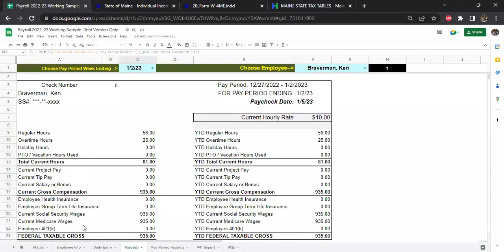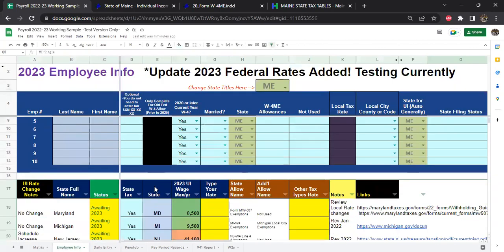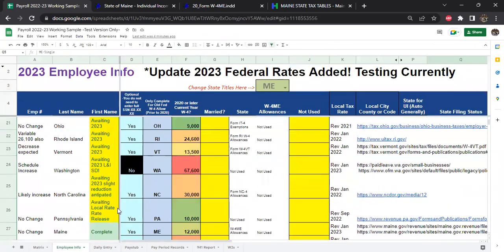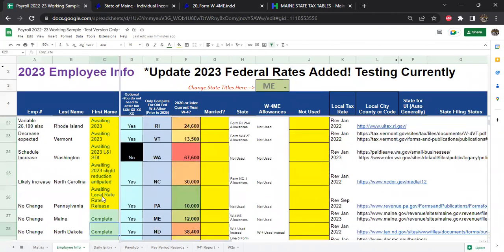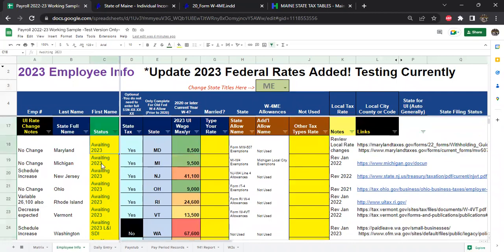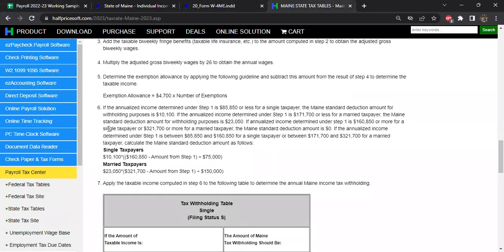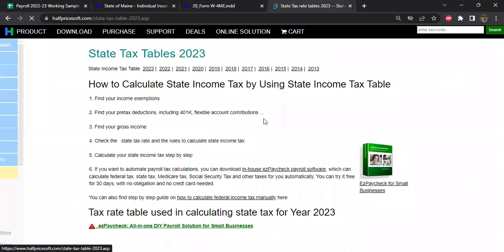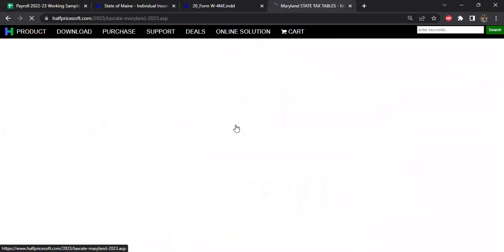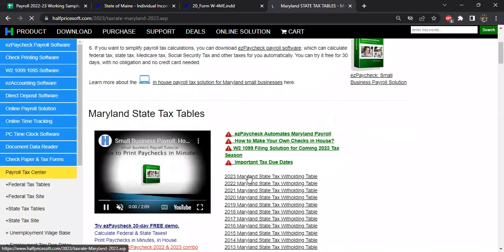And I mean, we started to look at the list. We are getting really, really close to completely done. Look at this, just these guys. And I'm going to be looking through Half Price Software. Do they have one for 2023 Michigan or Maryland yet? Especially Maryland. Let's check that. I haven't looked yet. Let's look. State tax tables. How about Maryland? And 2023, you have a bunch.